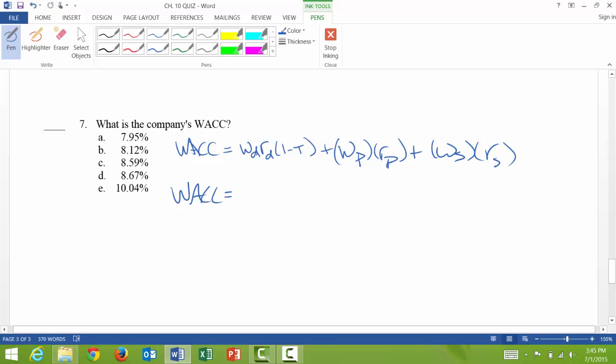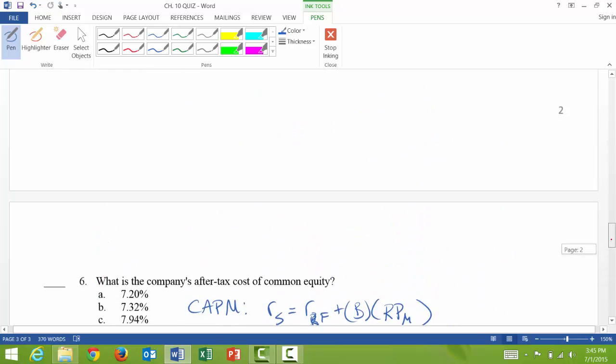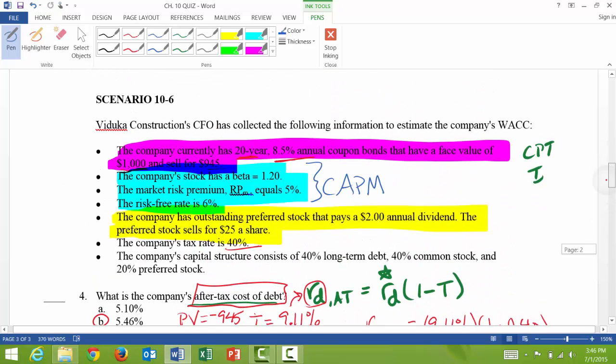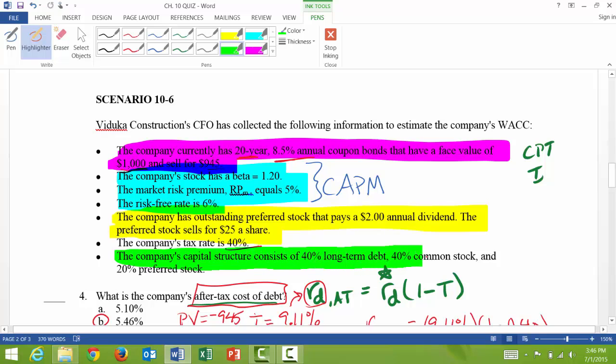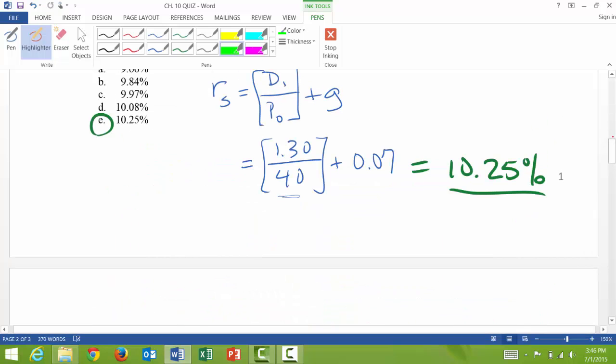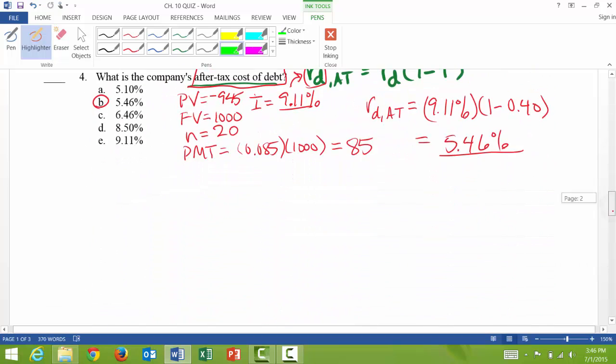So I need to look for the weights that were given. So I'm going to scroll up again, and I'll have to use my answers that I got in these previous questions. Okay, so the company's capital structure consists of 40% long-term debt, 40% common stock, and 20% preferred stock. So I need to remember 40% and 40% and 20%. And then the answers that I got for the previous questions.